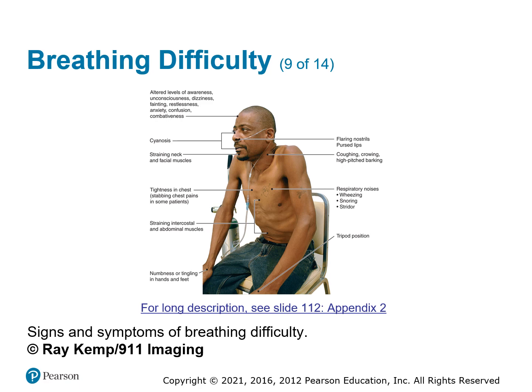This is the tripod position that we were talking about. Hands on the knees, leaned forward. They may complain of some numbness or tingling in their hands and feet. That's going to be from that lower O2 level. We also may be able to hear them breathing. That's when we're going to get our respiratory noises. We're going to get the wheezing and the snoring and the stridor. You're going to see all of those, especially in patients when you walk in and they're in a tripod position.